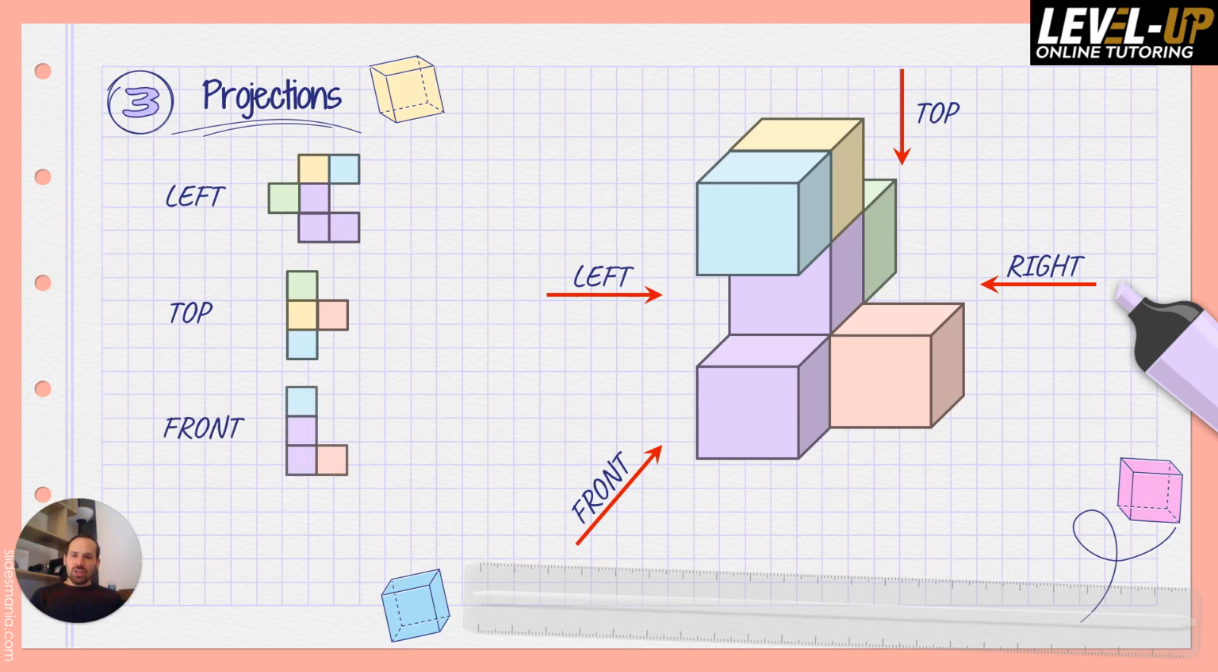From the front, it would look like this, wouldn't it? So you see blue, purple, purple, red. And you wouldn't be able to see the yellow because it's behind the blue. You wouldn't be able to see the green because it's behind the purple.